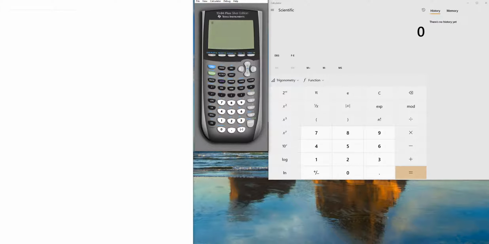Let's start with some operations. Let's say I want to find the square root of 2.